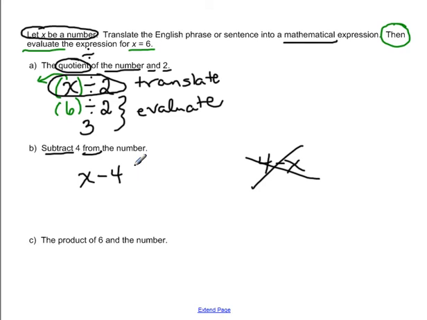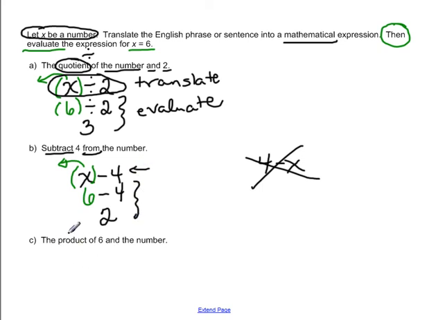So here we've done our translation. Now we're going to do our evaluation. So we're going to take the x and we're going to get rid of the x. In its place, we're going to put in, remember, they're telling us to evaluate for 6. So 6 minus 4, and 6 minus 4 we know is 2. So again, here we translate, and here we evaluate.